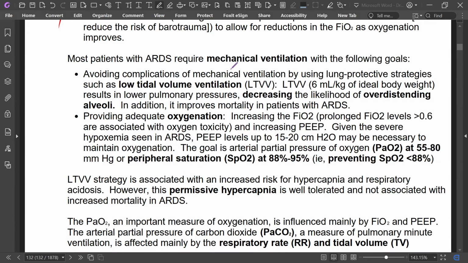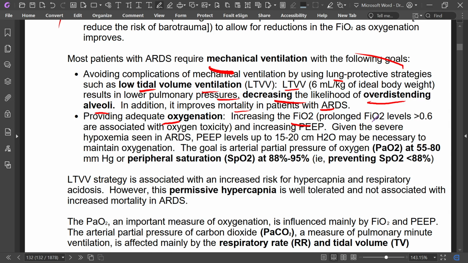Most patients with ARDS require mechanical ventilation with the following goals: avoiding complications of mechanical ventilation by using lung protective strategies. That means low tidal volume ventilation, 6 ml per kg of ideal body weight, which results in lower pulmonary pressure, decreasing the likelihood of over-distending alveoli. In addition, it improves mortality in patients with ARDS.